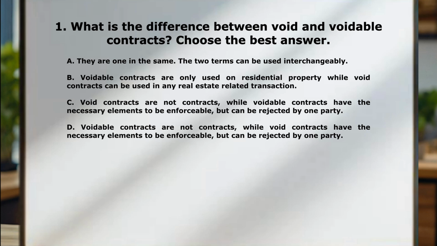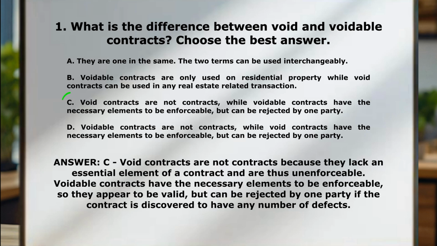B. Voidable contracts are only used on residential property, while void contracts can be used in any real estate related transaction. C. Void contracts are not contracts, while voidable contracts have the necessary elements to be enforceable, but can be rejected by one party. D. Voidable contracts are not contracts, while void contracts have the necessary elements to be enforceable, but can be rejected by one party. Remember, choose the best answer. The best answer is answer C.